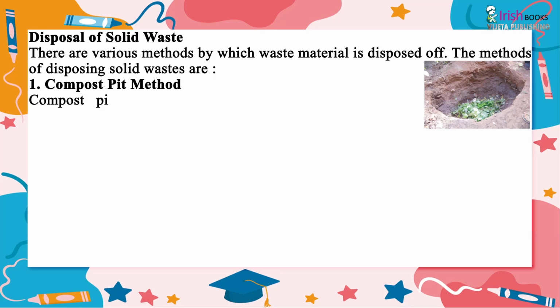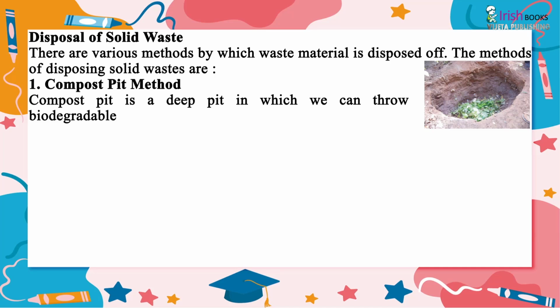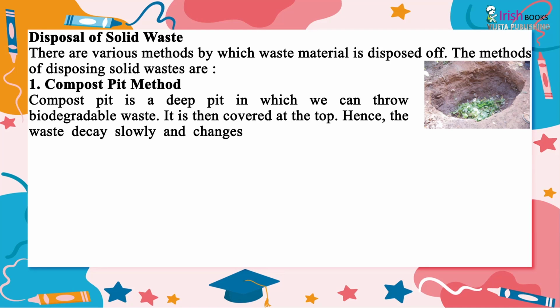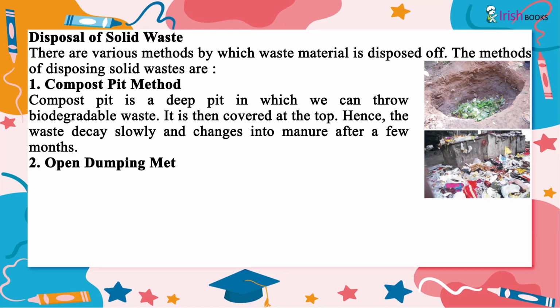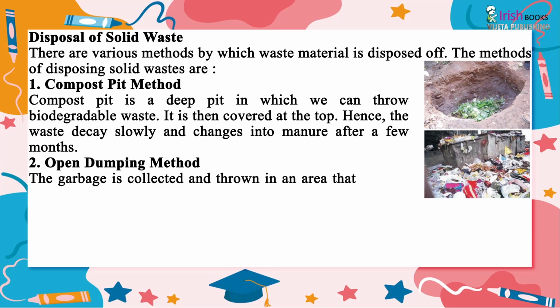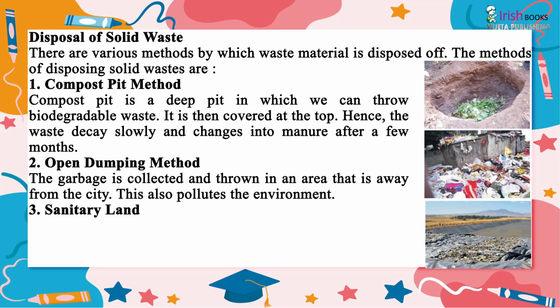Compost Pit Method. Compost pit is a deep pit in which we can throw biodegradable waste. It is then covered at the top. Hence, the waste decays slowly and changes into manure after a few months. Number 2. Open dumping method. The garbage is collected and thrown in an area that is away from the city. This also pollutes the environment.